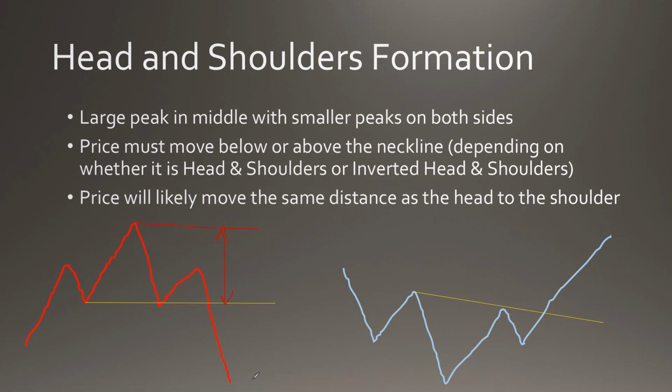You also have what's called an inverted head and shoulders. Again, you have a low here, a lower low here, a higher low here. This is the head. This is considered the shoulder. This is considered the shoulder. You draw your line there, and again, the distance between the head and this point is where the anticipation is that price will go.